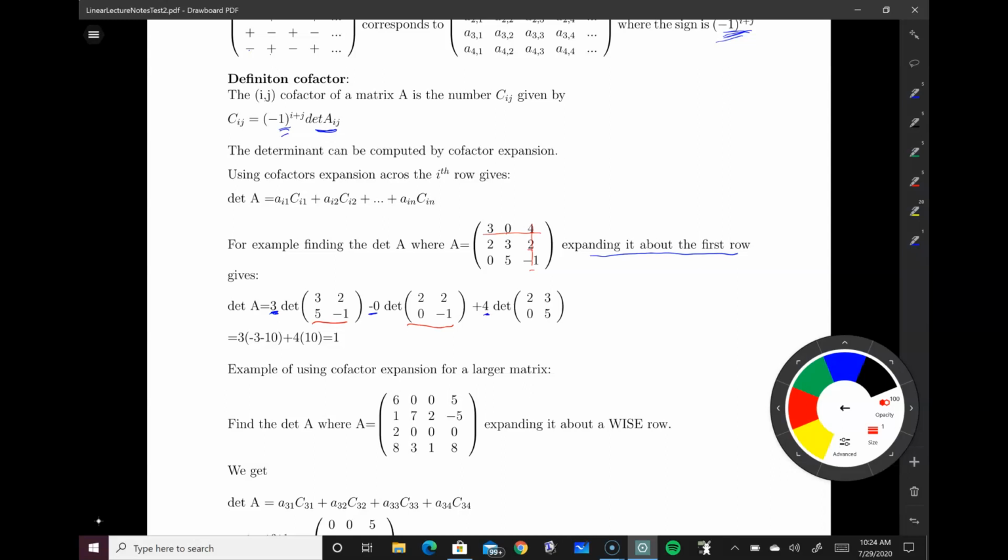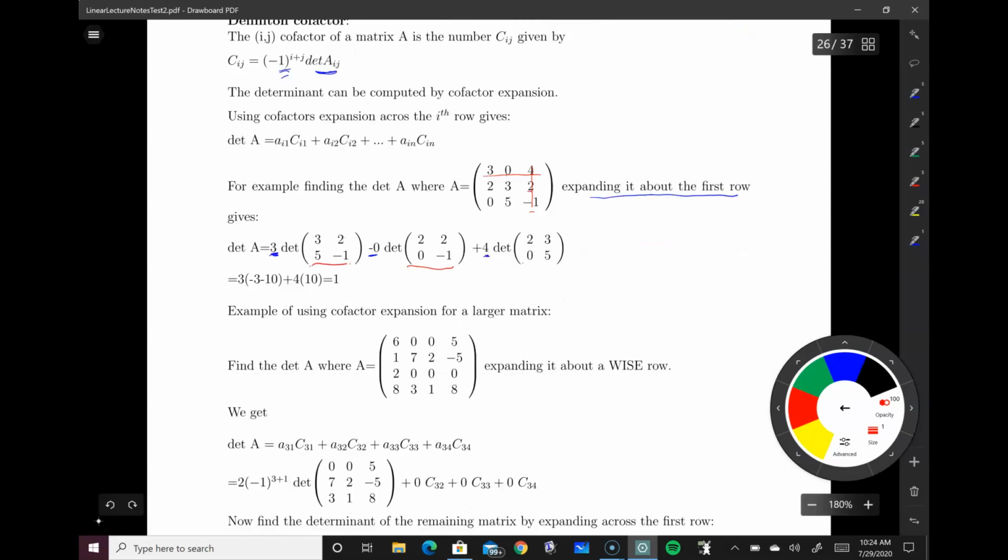Now I do know how to find the determinant of a 2 by 2. So this 3 carries along, so I get negative 3, subtract a 10, and then there's 0, and then plus 4, and then I have 10, subtract 0, so there's 10. So I get a negative 3 times a negative 13, and plus 40, so that gives me a determinant of 1. All right.